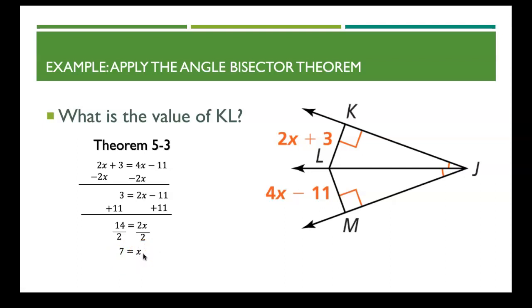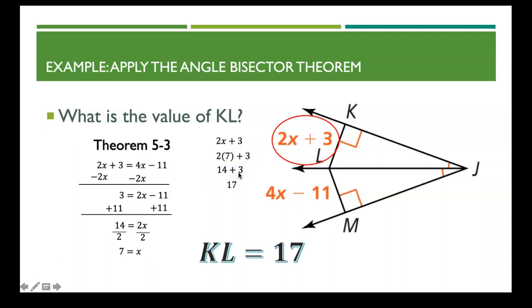Okay, so the value of x is 7, and I'm going to take that and plug it into the equation for KL. Okay, this guy right here. I'm going to say 2x plus 3, 2 times 7 plus 3. 2 times 7 is 14, plus 3 will give me 17. KL is equal to 17.